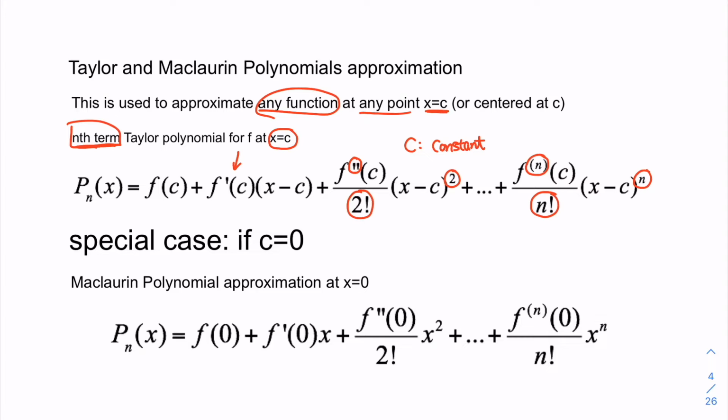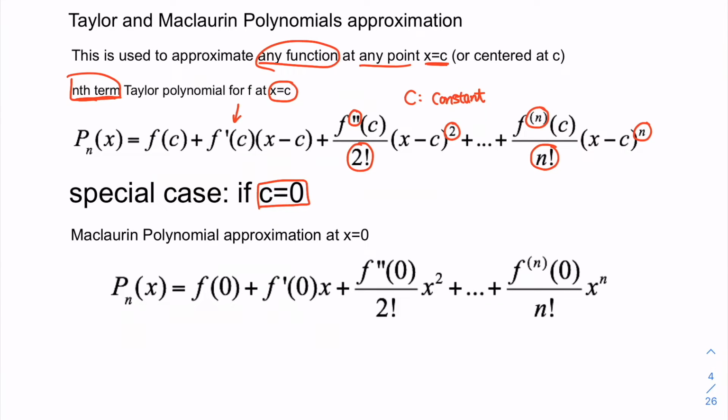In the special case where the center equals 0, the nth degree polynomial will be given by f of 0 plus the first derivative at 0 times x, and so on. You replace all the c's with 0. This is what we call the Maclaurin polynomial approximation. Our goal is to approximate the function f of x using the nth degree polynomial. And of course, when n goes to infinity, they will be equal. Let's have a look at an example.